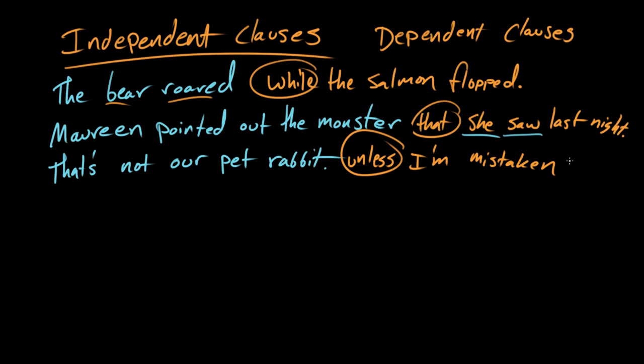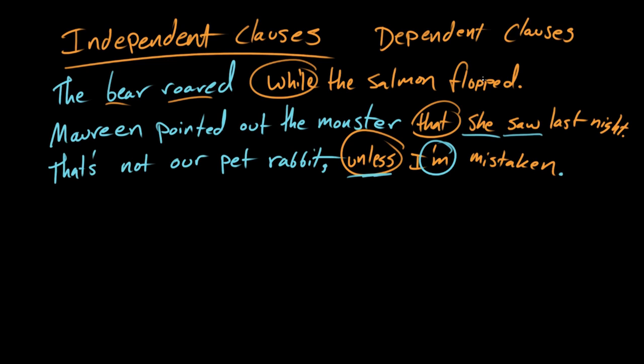This last one's a little tricky, because you might be looking at this and saying, well, "unless I'm mistaken," where's the verb? Well, the verb is kind of hiding in here: "unless I am mistaken." The presence of this subordinating conjunction "unless" makes this a dependent clause. "Unless" means it's hinging on some other information. The other information is, "that's not our pet rabbit, unless I'm mistaken." Now I feel that there should be a comma here, so I'm going to put one in. "That's not our pet rabbit, unless I'm mistaken."